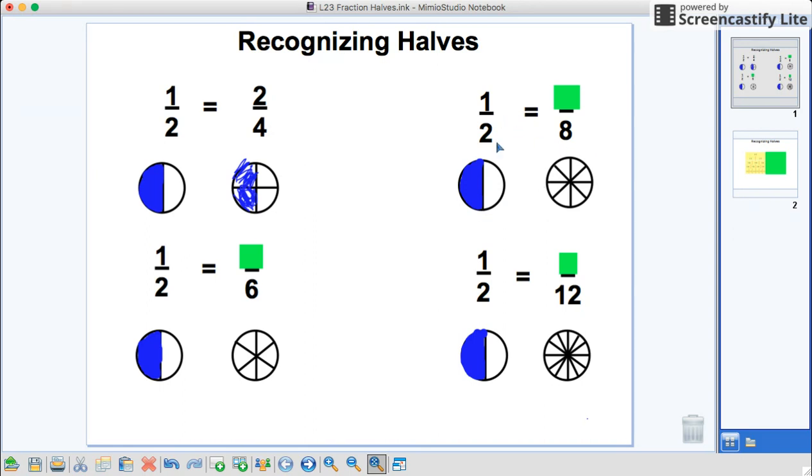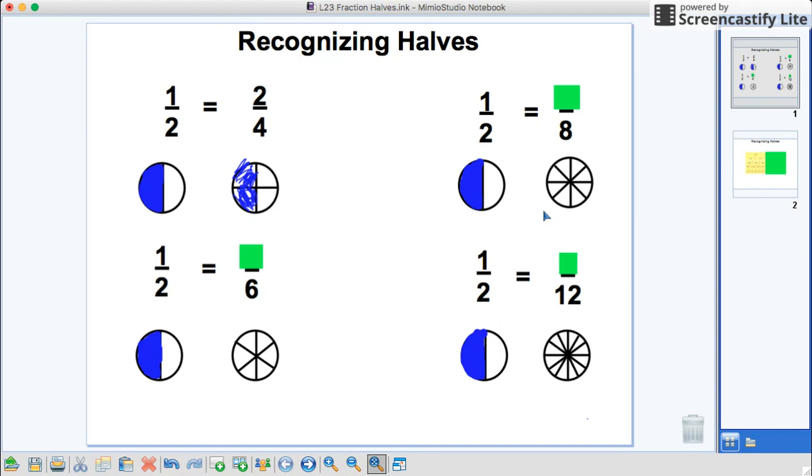We have 1/2 and we have 8 as our denominator. Pause the video, copy this problem with the circles, and then color in the number of pie pieces in this circle that would make 1/2.